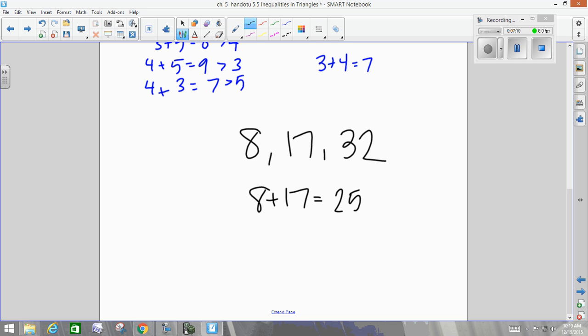No, so that means I can't create a triangle with pieces of string that are 8, 17, and 32 inches. That 32 is going to be way too big. I'm going to have stuff hanging out. Okay? Cool. Here we go.